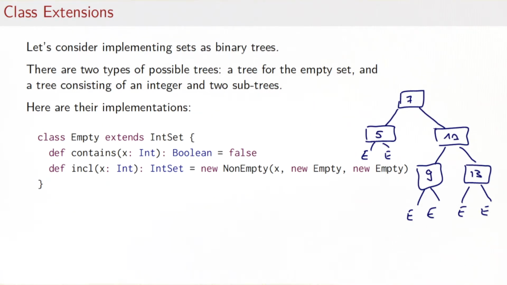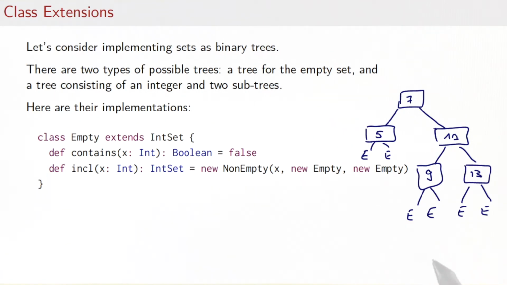The empty tree is very simple to implement. We would simply say that contains is always false, because the empty tree cannot contain any value, whereas include is a method that returns an IntSet. So what set would it return? Well, it would return a non-empty set to be defined that contains the given element and 2 empty subtrees.